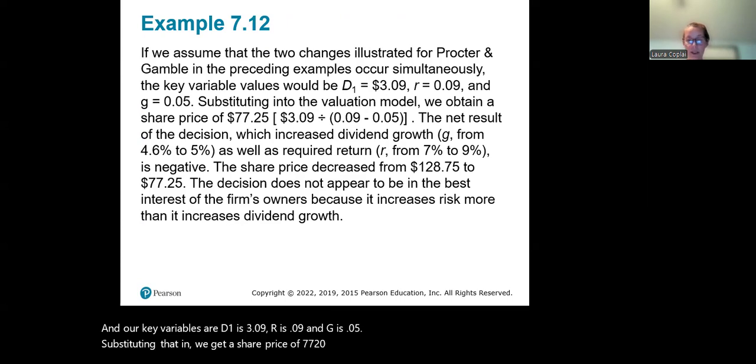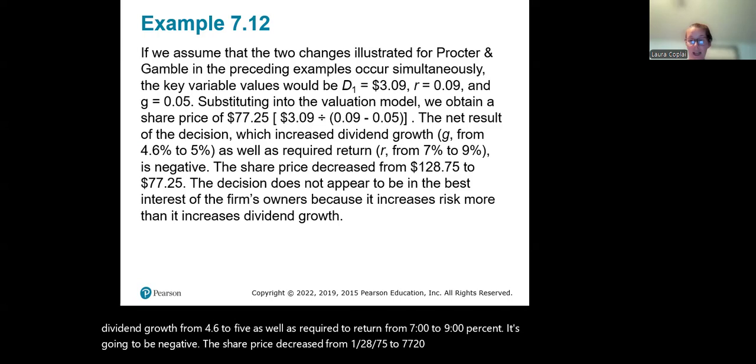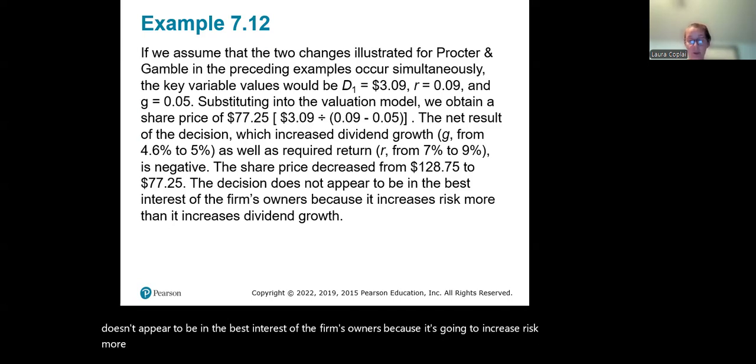The result of the decision is an increase in dividend growth from 4.6% to 5%, as well as an increase in required return from 7% to 9%. The net effect is negative. The share price decreased from $128.75 to $77.25. So again, this decision doesn't appear to be in the best interest of the firm's owners because it increases risk more than it does dividend growth.